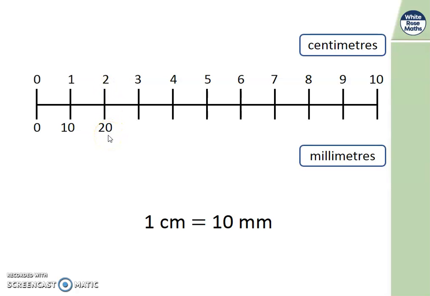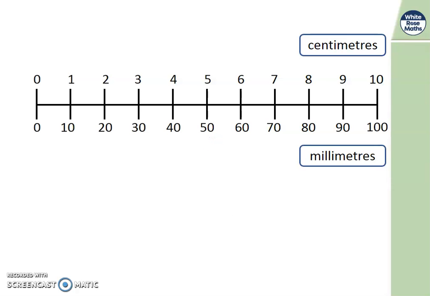2 is the same as 20 millimetres. 3 centimetres, same as 30 millimetres. 4 centimetres, same as 40 millimetres, and so on. 50, 60, 70, 80, 90. What comes next? 100. Well done.